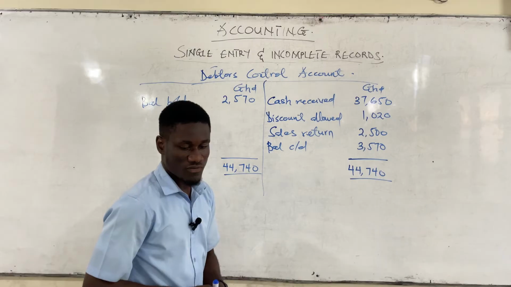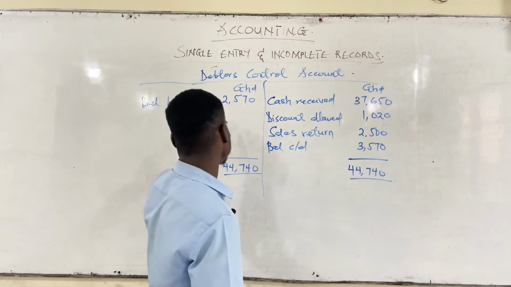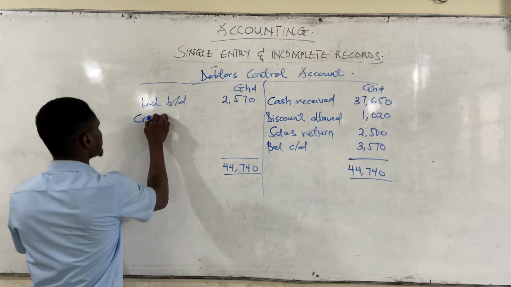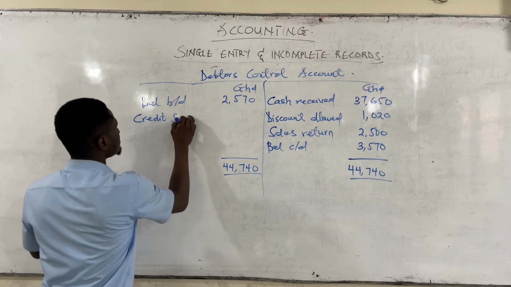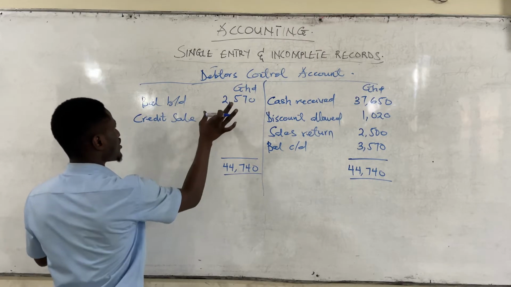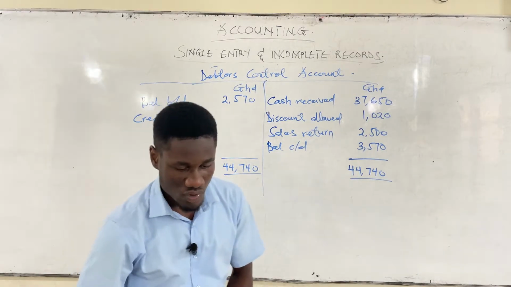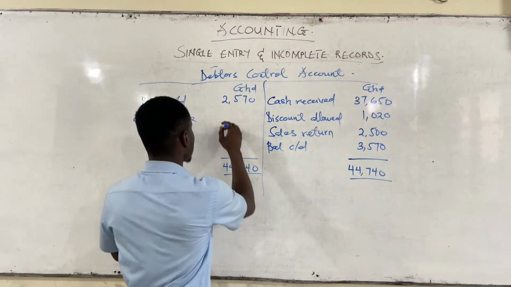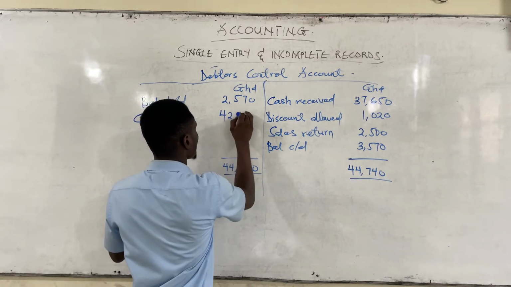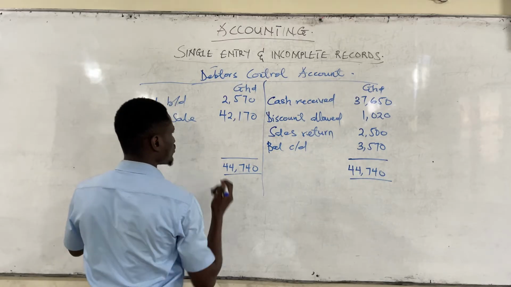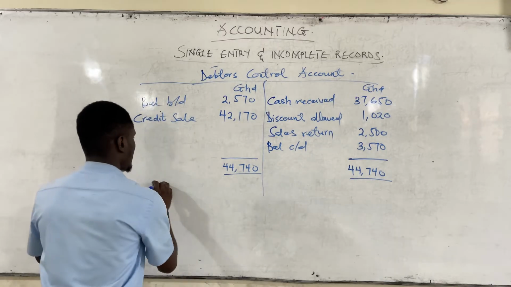44,740 for the total. And the difference we know is going to be a credit sale. So we are going to less this amount from this amount to get our difference, which is going to represent the credit sale. And when we do that, we are going to get 42,170. Good. So this is our credit sale, and we are going to send this into the income statement.